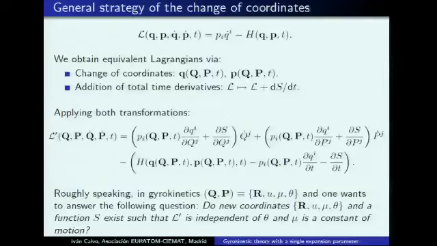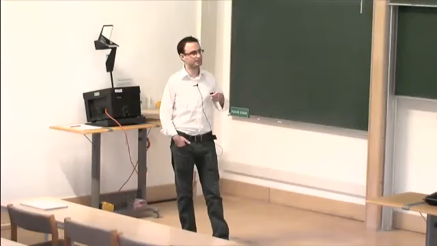So a rough way to summarize things is that in gyrokinetics, one wants to find out whether there exist coordinates r, u, mu, theta, and a gauge function S, such that the transformed Lagrangian is gyrophase independent and mu is a constant of motion.